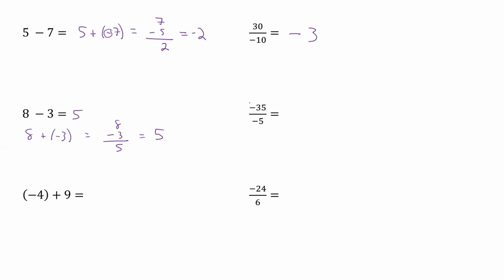What about this one? Negative divided by a negative, we know is going to be positive. 35 divided by 5 is going to give us 7. Now here we have a negative plus a positive, so we have basically the larger, 9, minus a smaller, which is 4, so that's going to give us 5. A lot of these give us 5, it looks like. And the sign of the larger was positive, so it's going to be a positive 5. Now we have a negative divided by a positive, so we know our answer is negative. 24 divided by 6, that's just going to give us 4.